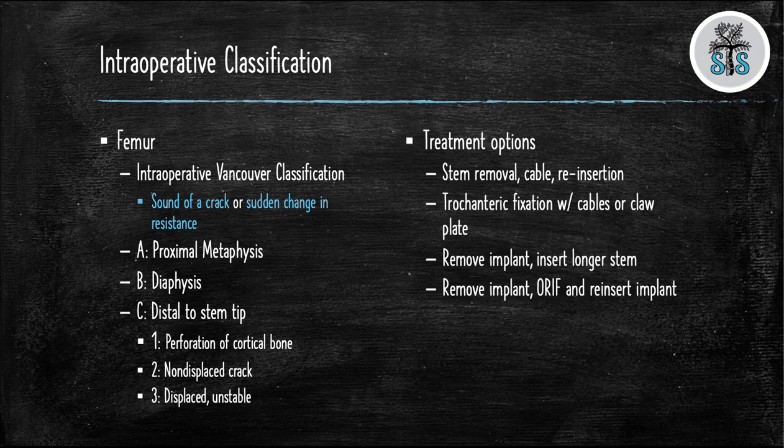There are several treatment options. Likely you will remove the stem, use cerclage cables, and reinsert the same stem or implant a larger stem. You can use plates and screws or a combination of both. I encourage you to read about this topic as each subtype has their preferred treatment option. One take-home point from this slide is that if you have a fracture distal to the current femoral stem, you must place a revision stem that bypasses the fracture by at least 2 cortical diameters.